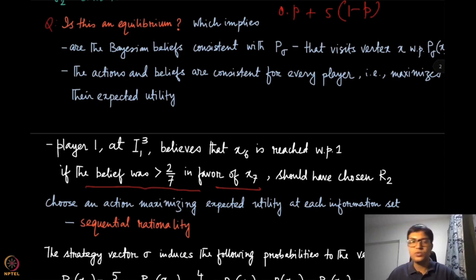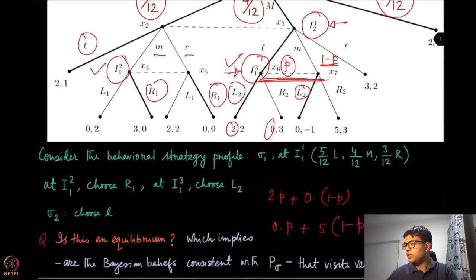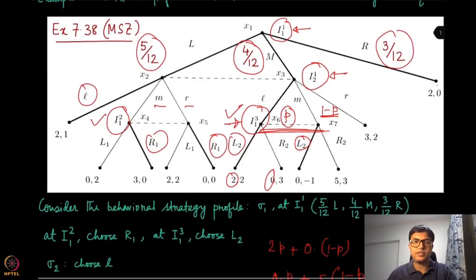So this is what we are going to call sequential rationality. Given the belief, it is going to take the decision which is rational according to it. And based on this kind of a rationality notion, we are going to evaluate whether the strategy profile that we have just given, that behavioral strategy profile, is indeed an equilibrium or not. Okay, so let's go back to the figure. It's easier to explain it that way.